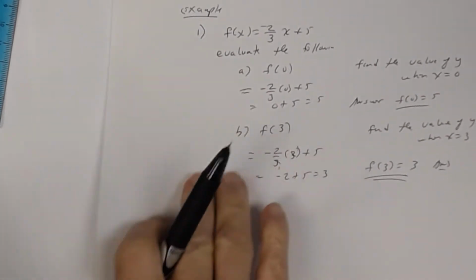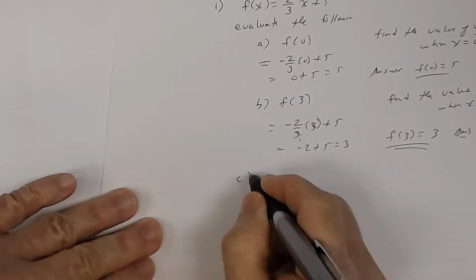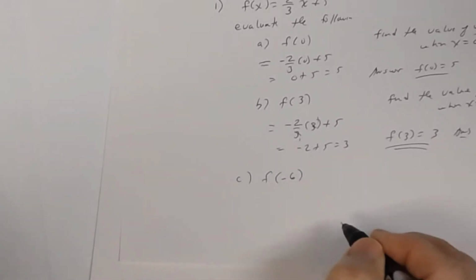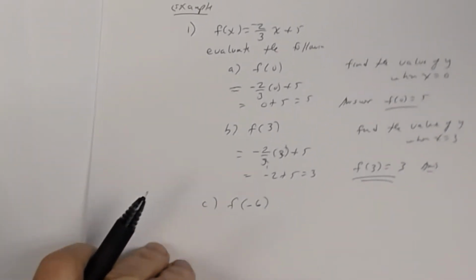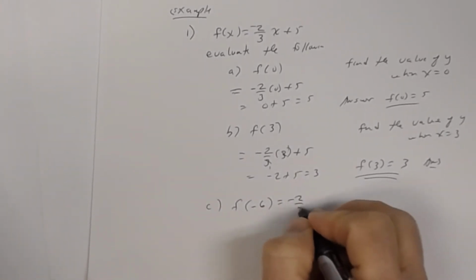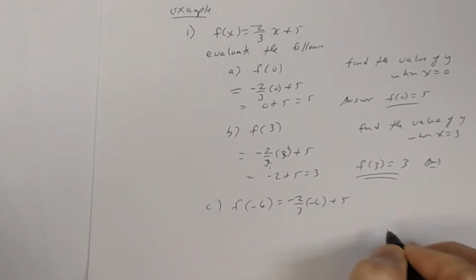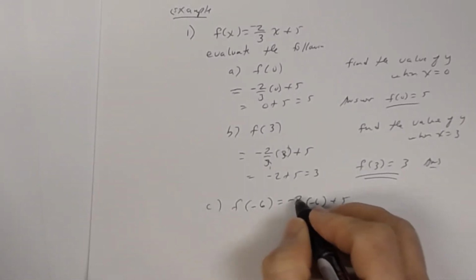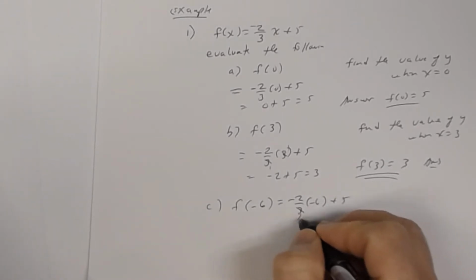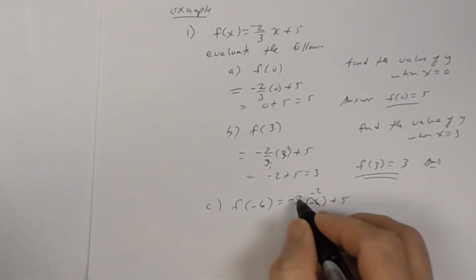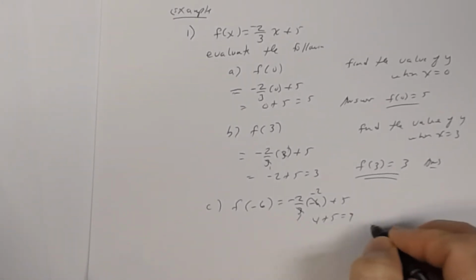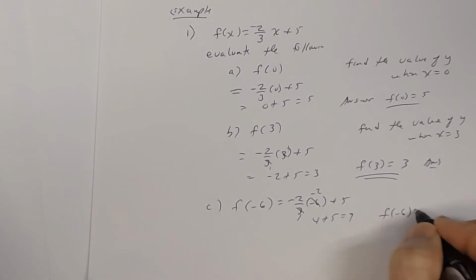And then let's do one more. In letter C, let's suppose I had f of negative 6. f of negative 6. So you're going to say negative 2/3 times negative 6 plus 5. So divide, reduce, I get negative 2 right here. Negative 2 times a negative 2 is 4. 4 plus 5 is 9. So we found that f of negative 6 is equal to 9.